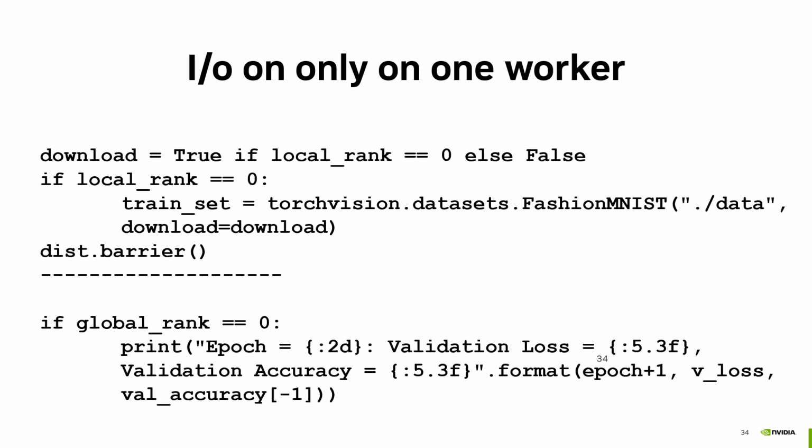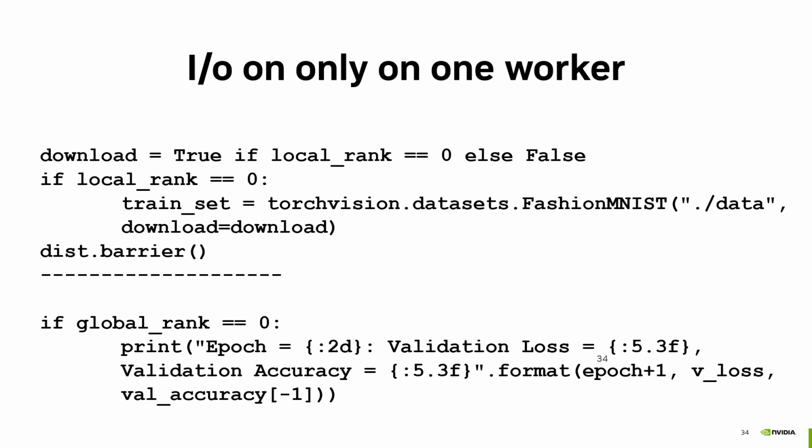And also very important, until this has happened, the rest of the processes cannot continue on the script, because otherwise we may reach a point where, let's say, the process with local rank 1 tries to do something with the data, but the data is not there yet because local rank 0 hasn't downloaded it yet. That's why we're going to use a barrier to make sure that all the processes stop there, and only once local rank 0 has reached that point can they continue.